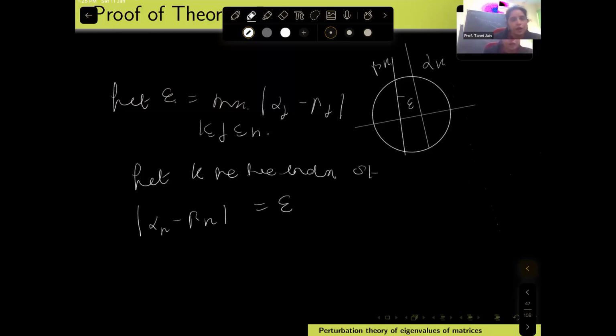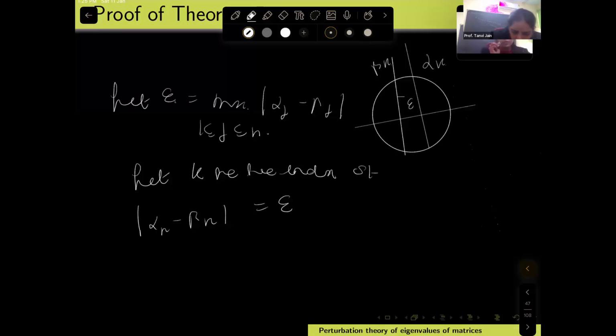Okay. Now look at the figure here. So alpha 1 till alpha k will be above this semicircle and on the right side of this vertical straight line. Similarly, now beta k. So alpha k and beta k.